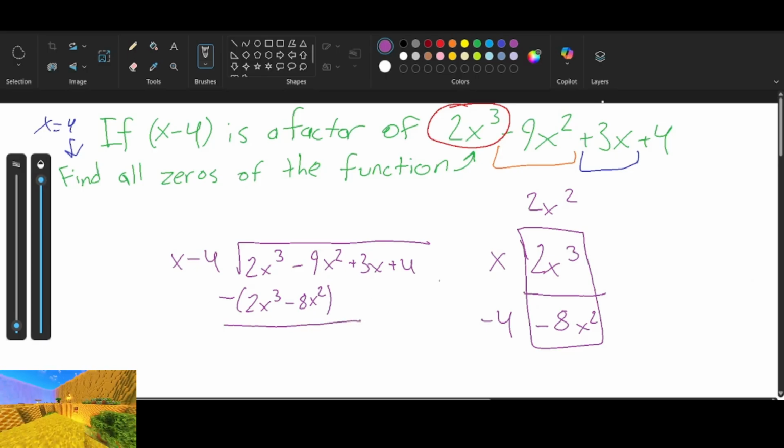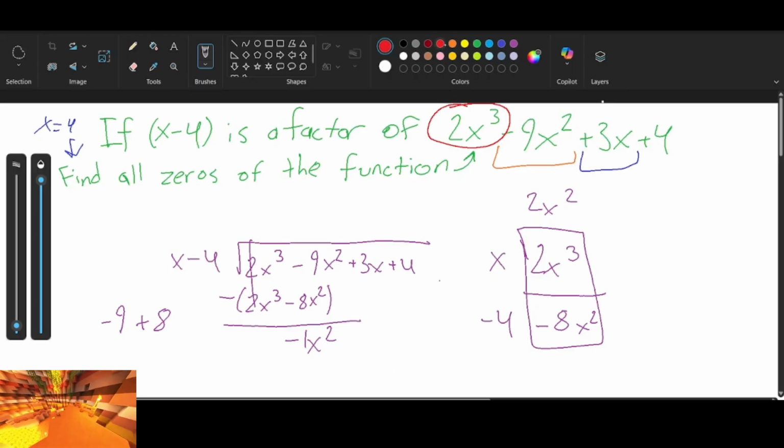But this is where some people might run into trouble. I know 2x cubed minus 2x cubed, that goes away. And then negative 9 minus a negative 8. I talked with a few of you guys about how when we subtract a negative, it's the same as adding a positive, right? So if I'm doing negative 9 minus a negative 8, that's the same as negative 9 plus 8. That's just negative 1 x squared.